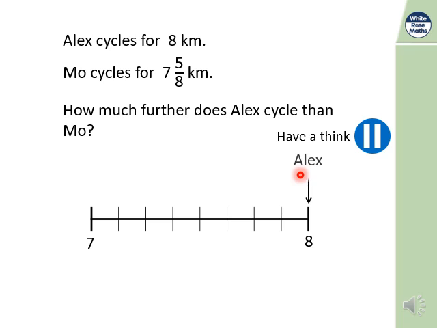Let's have a look and see. Well, Alex cycles 8 kilometres. Mo cycles 7 whole kilometres and 5/8. We can see our number line has been split into 8 parts. Here is our 5/8. So what is the difference between Mo and Alex's distance? We can see that it is 3/8. How much further has Alex cycled than Mo? 3/8 of a kilometre. Well done if you managed to do that one.